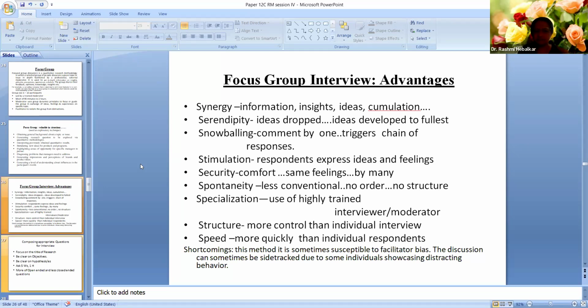Snowballing. A comment by one, on that some other makes a comment, and on that some other, so a chain is established, like we are chatting. The focus group interview should go in such a way that it isn't question, answer, question, answer. It should be in the form of brainstorming, chatting in due course. So stimulation happens, and security, comfort, and all that.